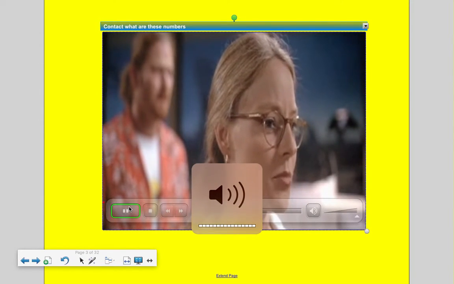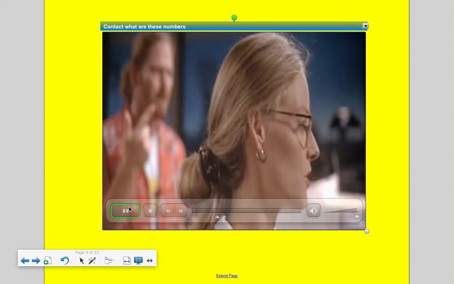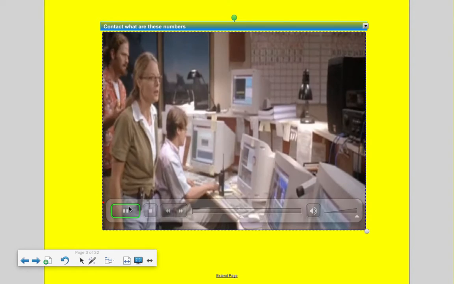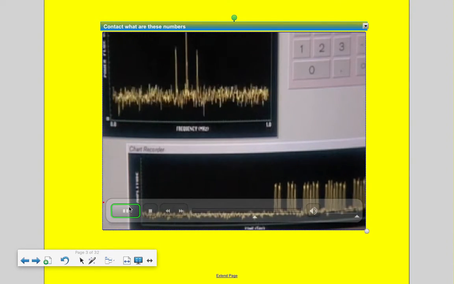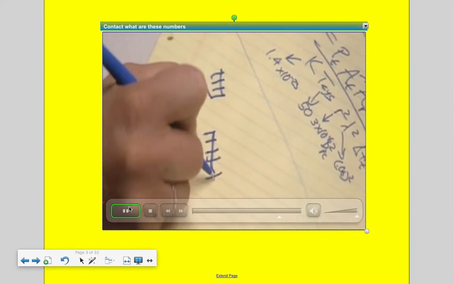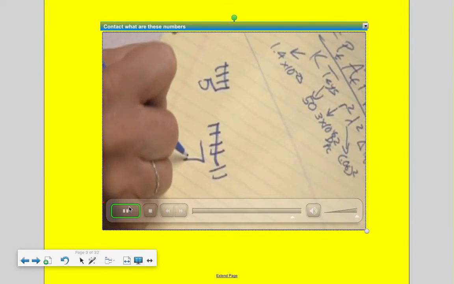Wait a minute. Those are numbers. That was a 3. The one before it was a 2. Base 10 numbers. Just start counting now. See how far we can get. 1. 7.